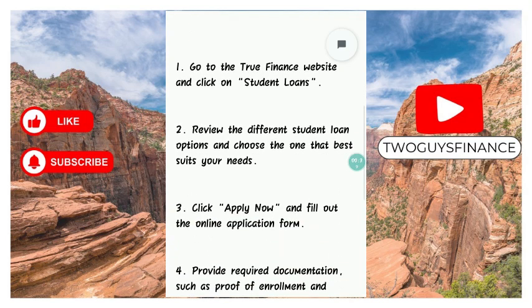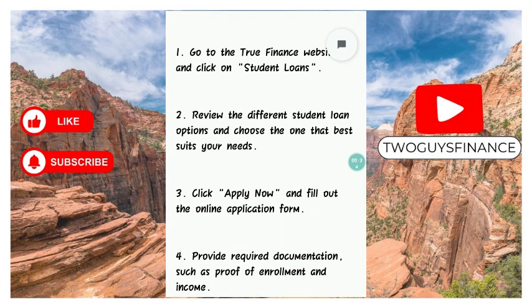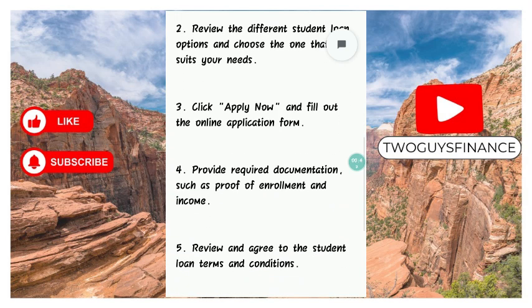And once you find it, just click apply now, and you're going to need to fill out the online application form. Now on that form, you're going to provide required documentation. Part of that is the proof of enrollment, as well as income documentation. But once you've provided all of that, you can review and agree to the student loan terms and conditions.